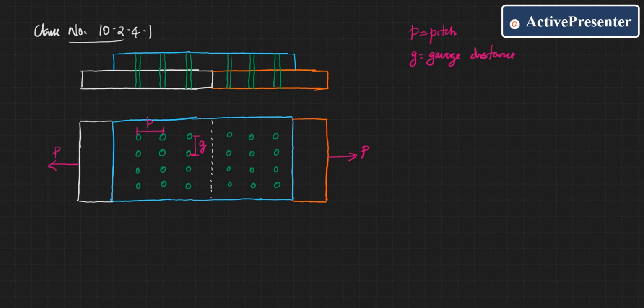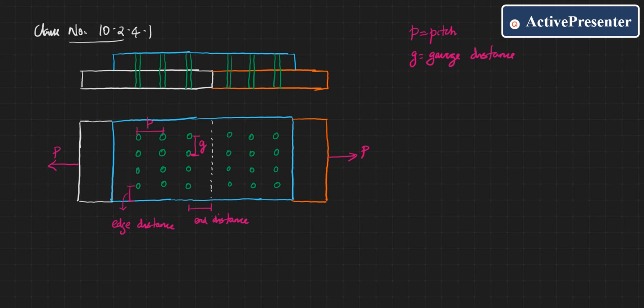Now the distance between the center of the end bolt and edge of the plate element measured parallel to the direction of the force is called as end distance. And the distance between the center of the end bolt and edge of the plate element measured perpendicular to the direction of the force is called as edge distance. This distance is called as edge distance.